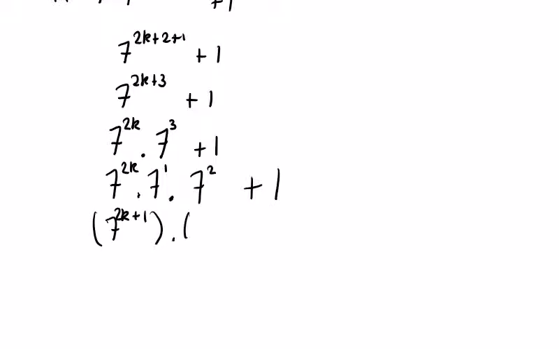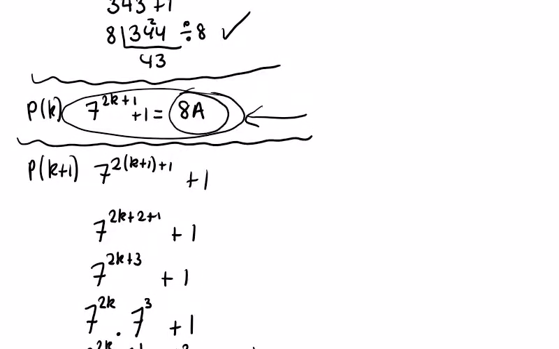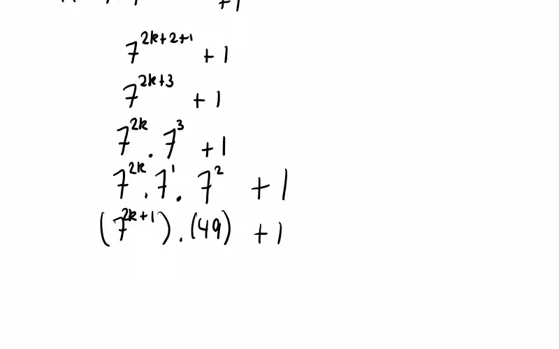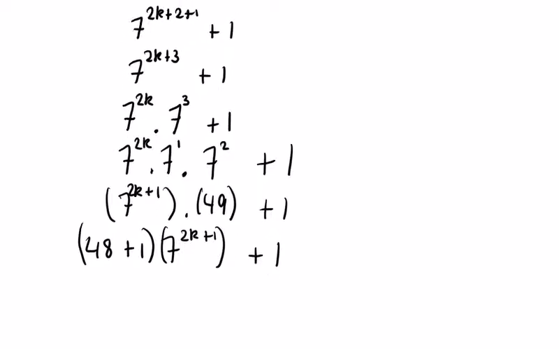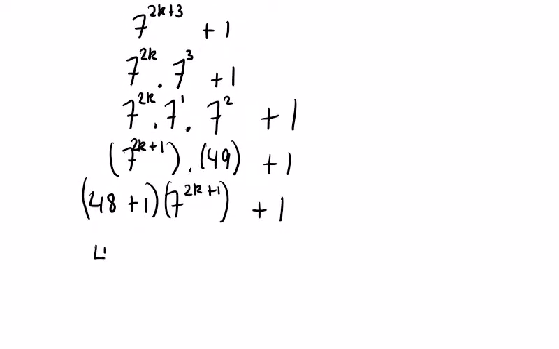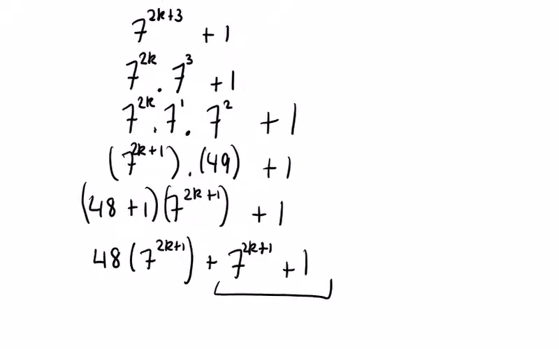Now what is 7 squared? It's 49. What number do we want? We want an 8. So 6 8s are 48. So this is 48 plus 1 times 7 to the power of 2k plus 1, and then this plus 1 is here. So this is going to give me 48 times 7 to the power of 2k plus 1 plus 1 times 7 to the power of 2k plus 1, and then I have my plus 1. Hopefully this was my assumption, 7 to the power of 2k plus 1.